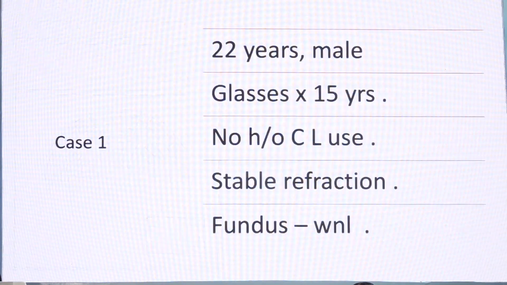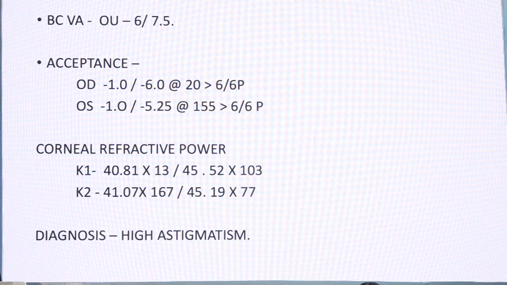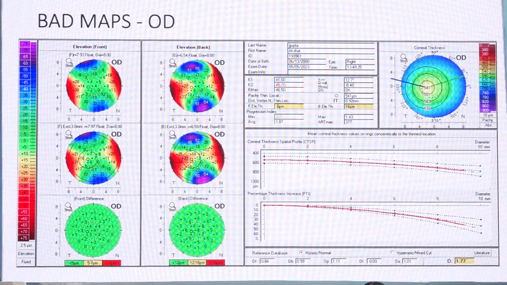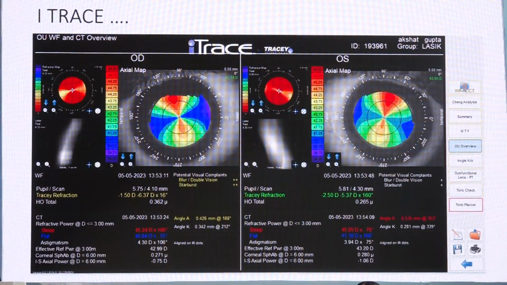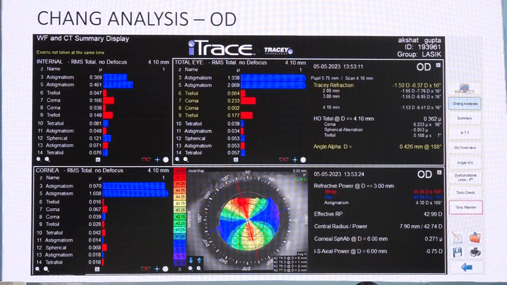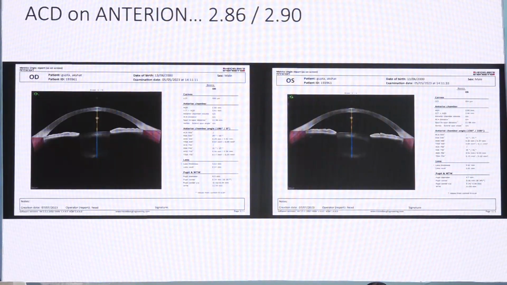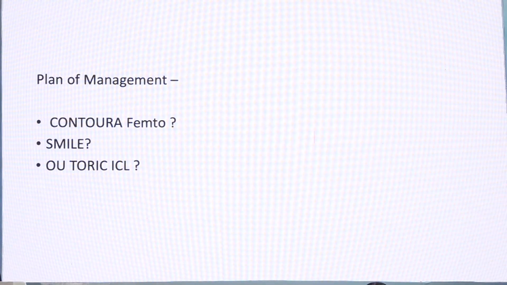I will not go into the complexities of that, but just to show you a case, a 22-year-old male, and acceptance was -1 sphere with -6 at 20, other eye -1 with 5.25 at 155. So cyclotorsion is going to be very, very important for this patient. And if you look at the maps here, the symmetric bow ties, the maps are good. The aberrations are there, of course, but if you look at the eye trace, you'll see that the corneal aberrations are much, much higher than the internal aberrations. So this is an ideal case for doing a Contoura treatment, because it has high astigmatism, good epithelium maps, good maps on the anterior. So what should we do?